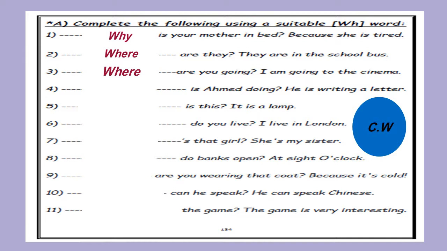Number 4, space, is Ahmed doing? Question mark. He is writing a letter. He is writing. This is an action. This is a verb. So I will use what is Ahmed doing? He is writing a letter. Number 5, space, is this? Question mark. It's a lamp. Here lamp is something. I will use what is this? It is a lamp.